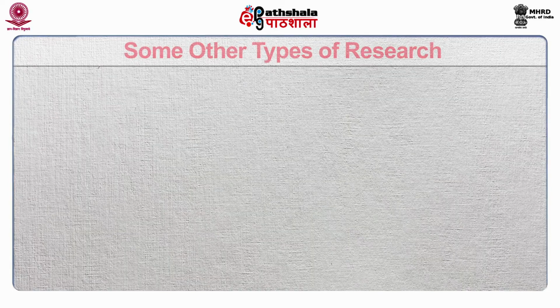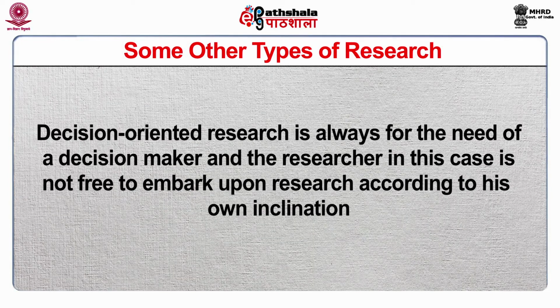While doing conclusion oriented research, a researcher is free to pick up a problem, redesign the inquiry as he proceeds and is prepared to conceptualize as he wishes. Decision oriented research is always for the need of a decision maker, and the researcher in this case is not free to embark upon the research according to his own inclination.